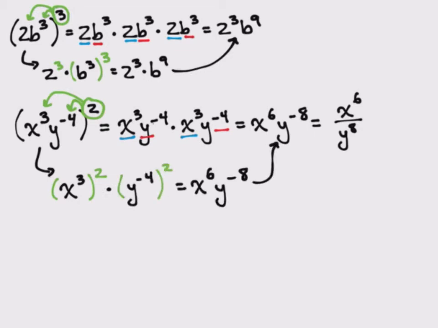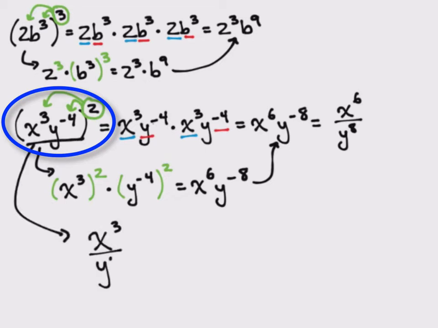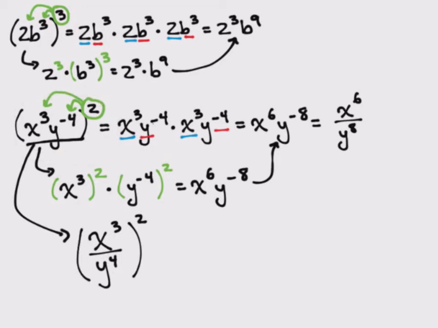And note that there's another way we could have handled this problem, and this is the way I actually prefer to do it. And this way starts with, take your original problem and before you do anything, try to rewrite it with all positive exponents. Which leaves us x to the 3rd over y to the 4th, all of that squared.